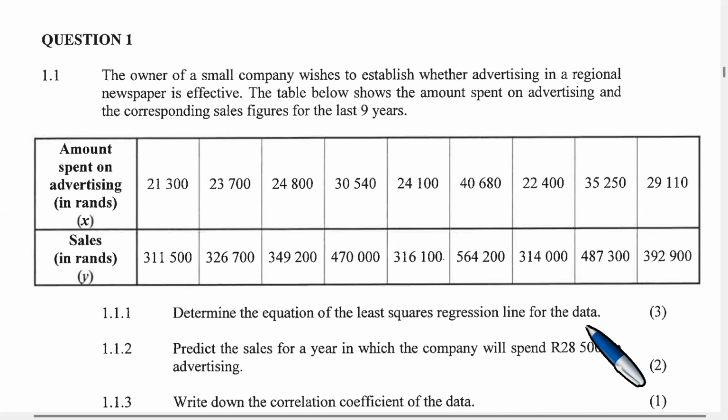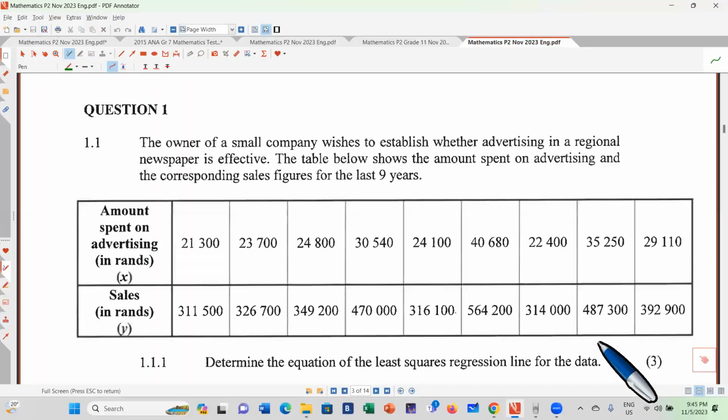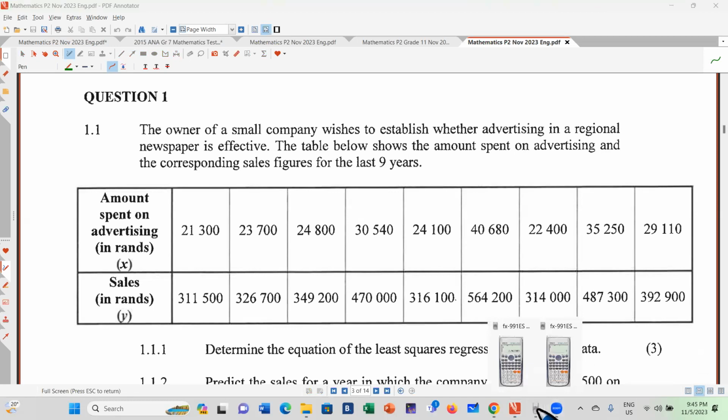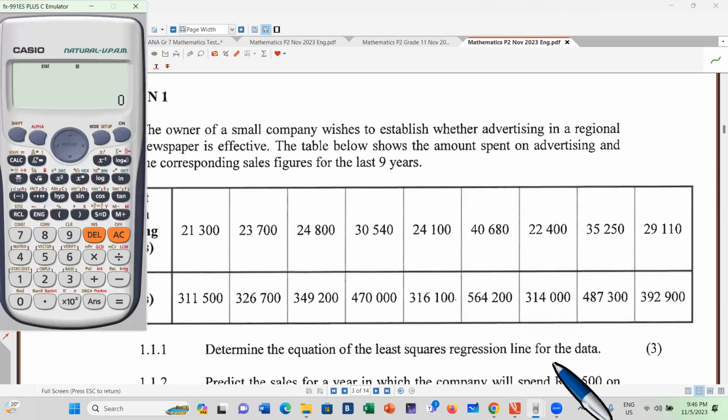I know that you possibly can do this, but I'm here to make sure that today we have a small talk about determining the equation of the least squares regression line for 3 marks, so you don't have to write too much. This is how it's done. I'm going to minimize my screen like this and launch my calculator, because normally we use our calculator to do this.